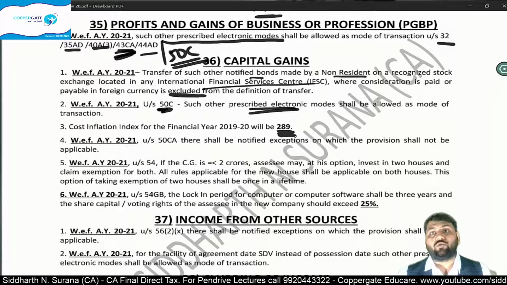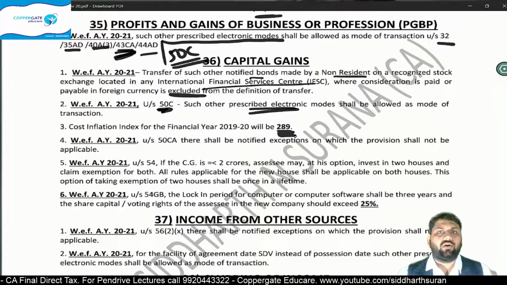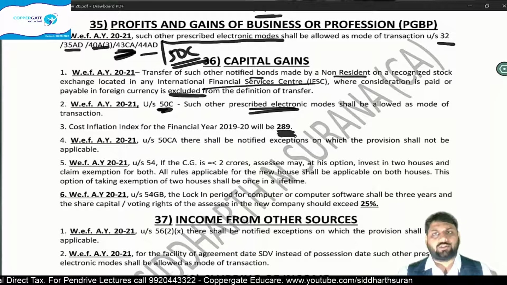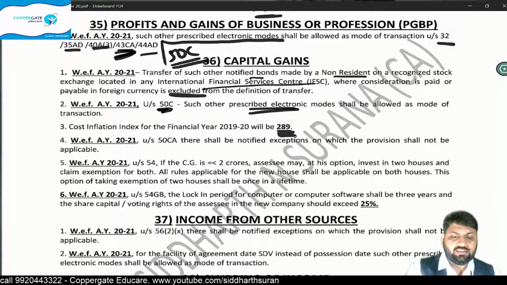So you have to learn only two indices for your exam. One, base year 2001-02 cost inflation index is 100, and your exam year 19-20 it is 289. In between, if there is any year, then that cost inflation index will be given to you in the question. Are we clear? Next, section 50CA.